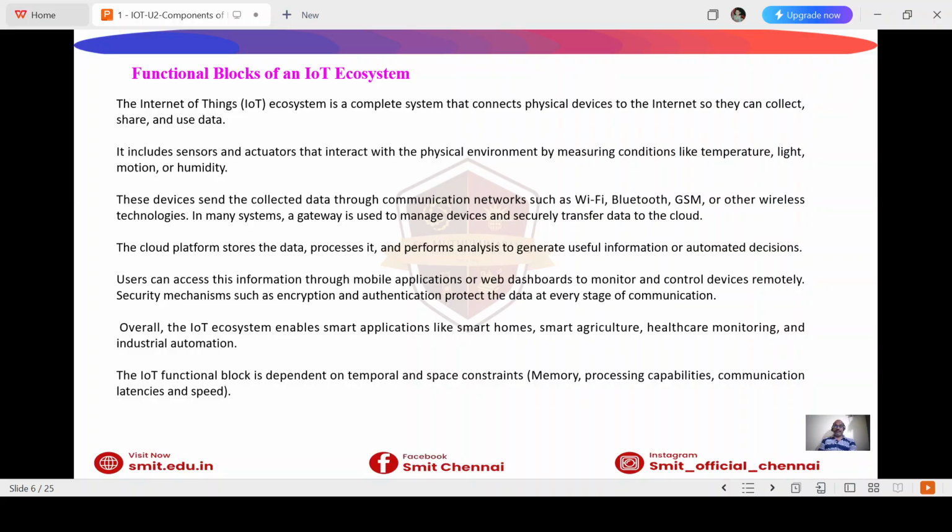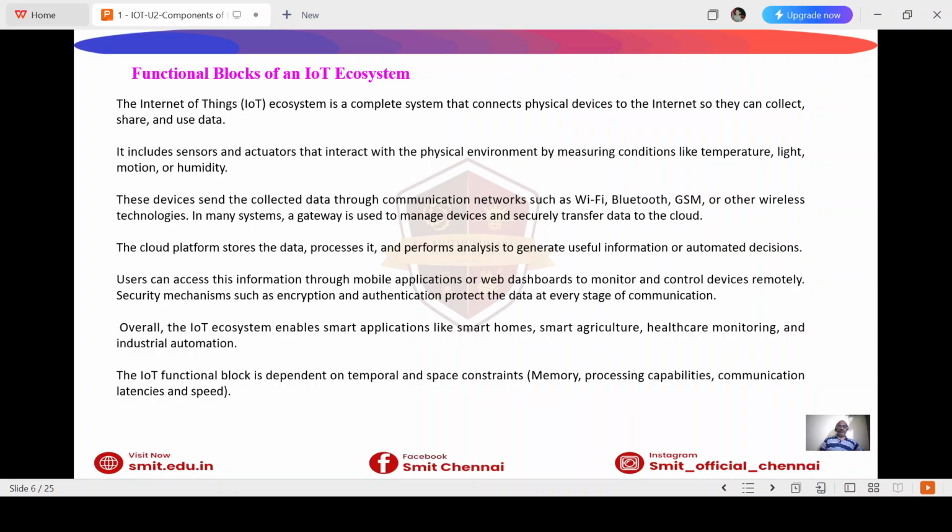These devices send the collected information or data through a communication network, that's through gateways like Wi-Fi, Bluetooth, GSM, or other wireless technologies. So the collected data is securely transferred to the cloud. Next, the cloud platform stores the data, processes the data, and performs some analysis to generate useful information to make informed decisions, like by seeing the trend analysis.